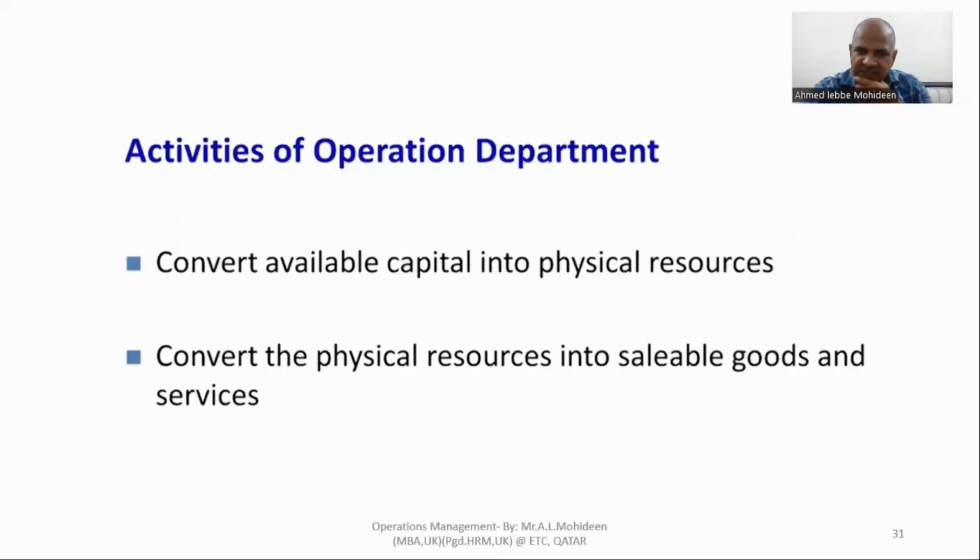Correct. The activities of operation departments convert available capital into physical resources. Capital, money, into a physical resource. And also they convert the physical resources into saleable goods and services. These are the two general activities in the operation department. You have money, then you buy resources, then you convert the resources into products or services. Okay, clear?